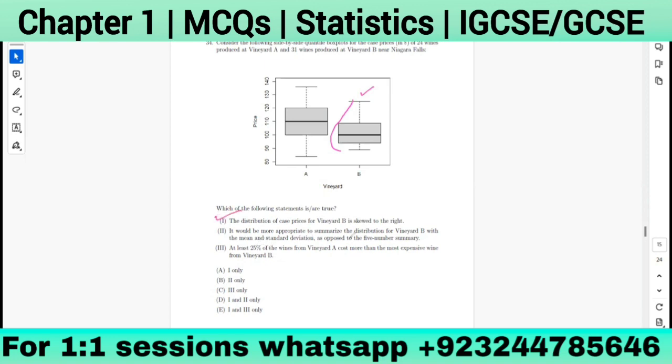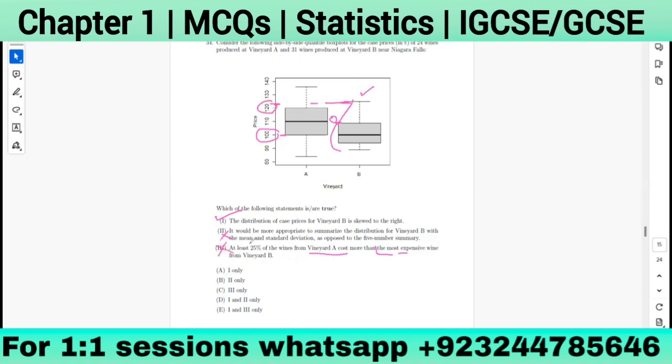It's correct. It would be more appropriate to summarize the distribution for Vineyard B with the mean and standard deviation as opposed to the 5-number summary. So no, it won't be correct because the 5-number summary is already working well for this information. At least 25% of the wines from Vineyard A cost more than the most expensive wine from Vineyard B. So 25% of the wines means Q1, and it costs 100. The most expensive wine from Vineyard B should be Q3? No, it should be the maximum, and it would cost 125. So the statement is wrong.